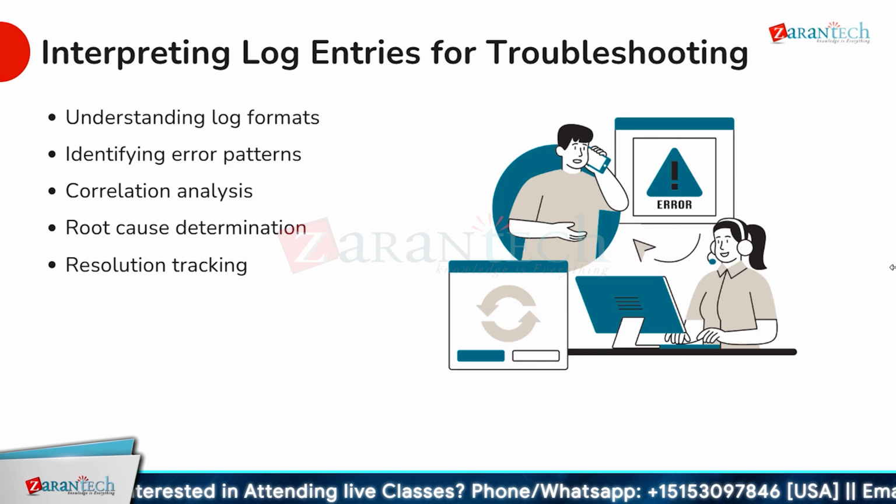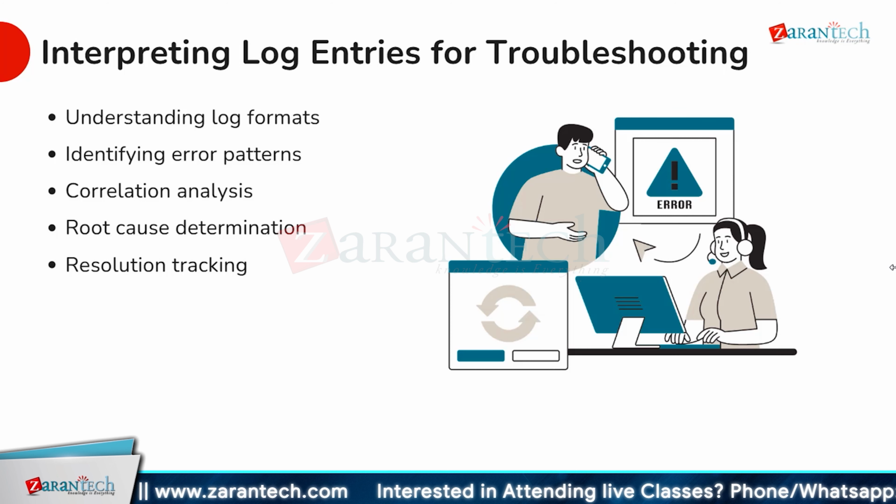Identifying error patterns. Looking for recurring patterns in log entries. For example, if a particular error code shows up repeatedly, it could indicate a common underlying issue. Correlation analysis. This involves comparing logs from multiple systems to identify interconnected issues. For example, if a network issue in one log coincides with database failures in another, they might be related.